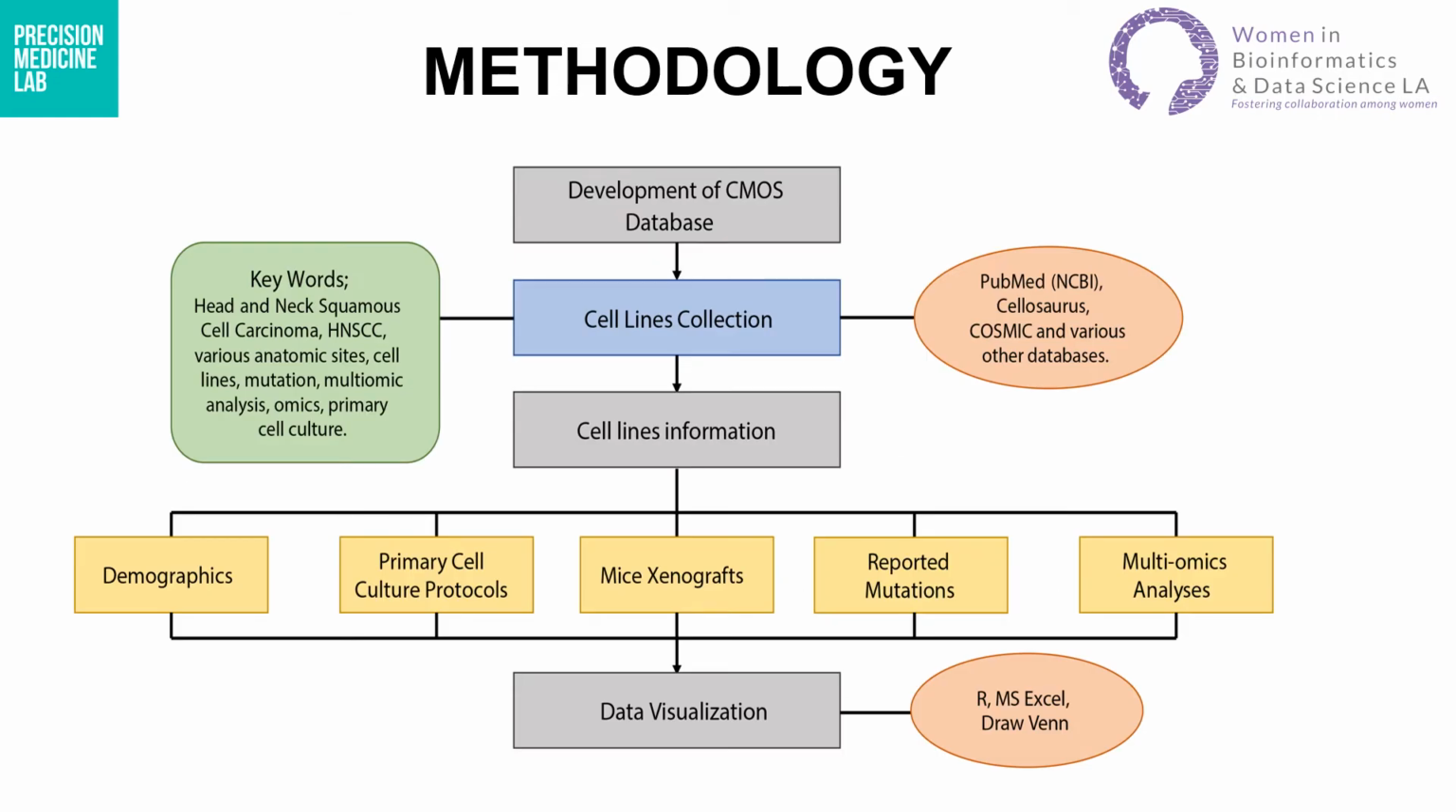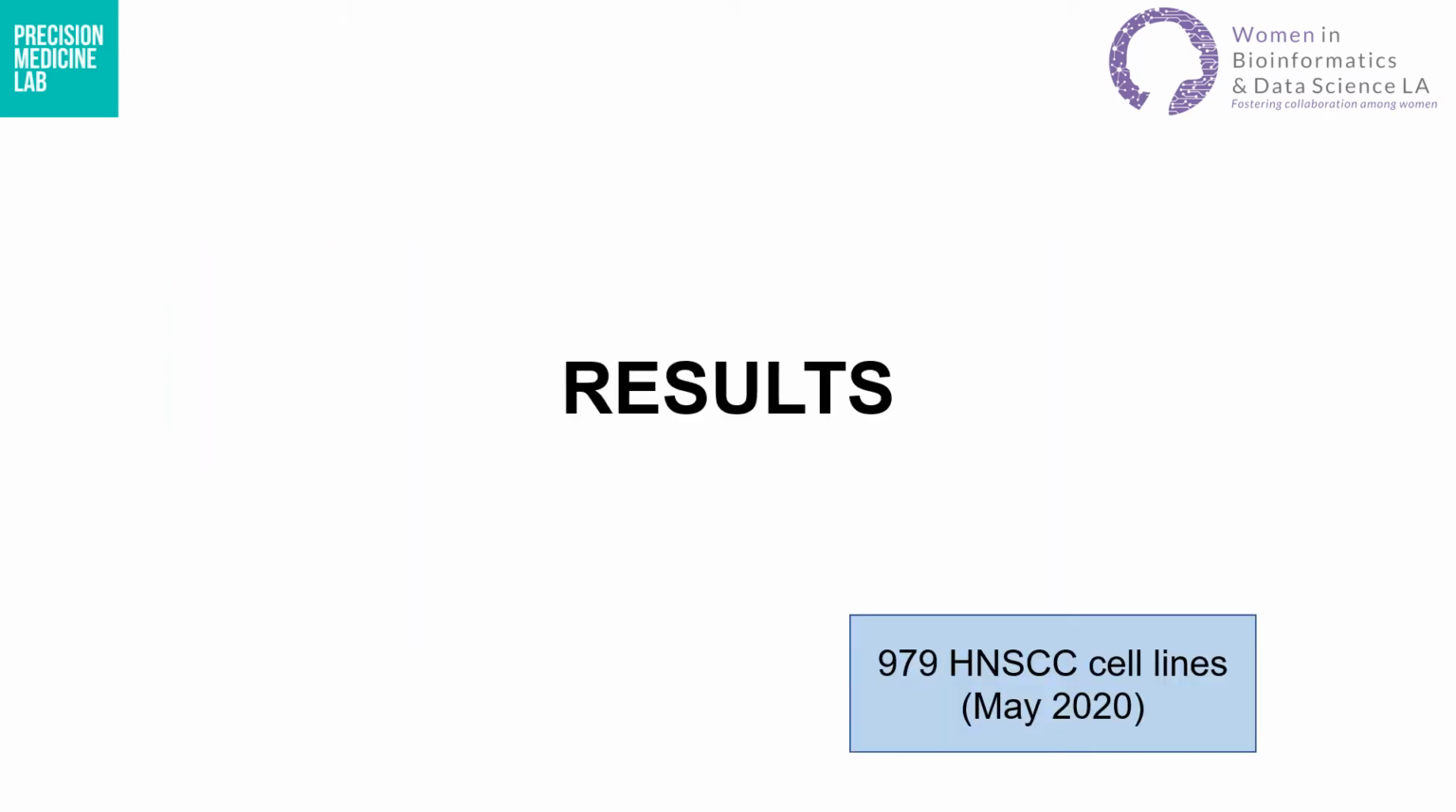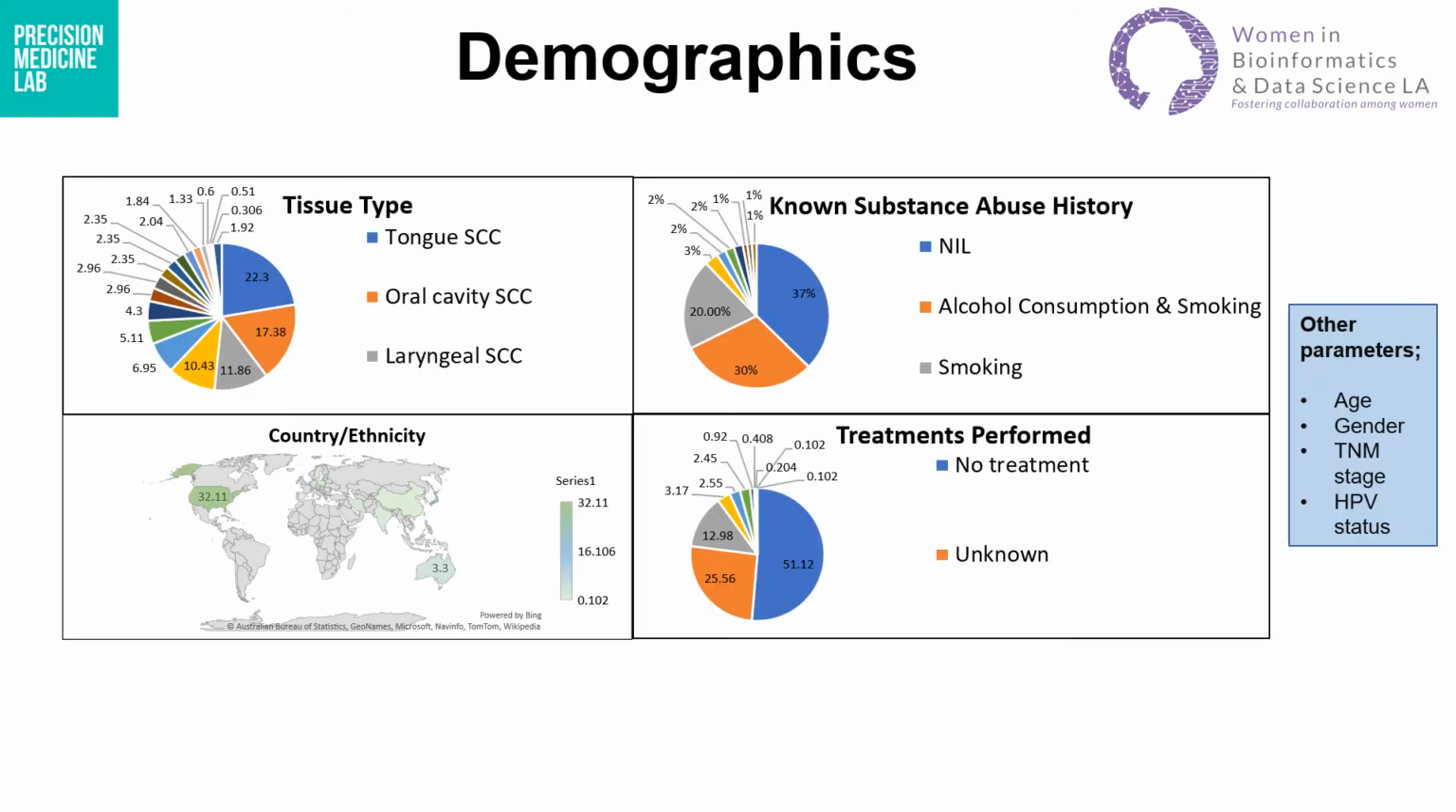Following was our approach for conducting the study, where we collected data on demographics, primary cell culture protocols, mice xenograft models, reported mutations, and the multi-omic datasets that are present out there. So till May 2020, we collected data for 979 HNSCC cell lines. Starting with the demographics, we collected data on the tissue type, country and ethnicity, substance abuse history, treatments performed, and other parameters such as age, gender, TNM stage, etc.